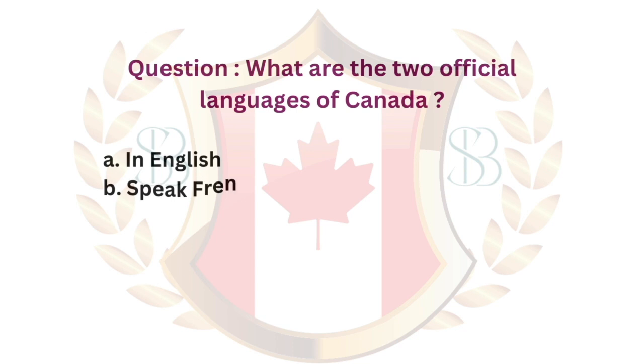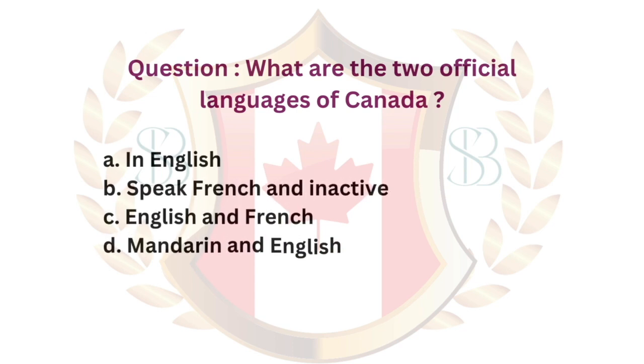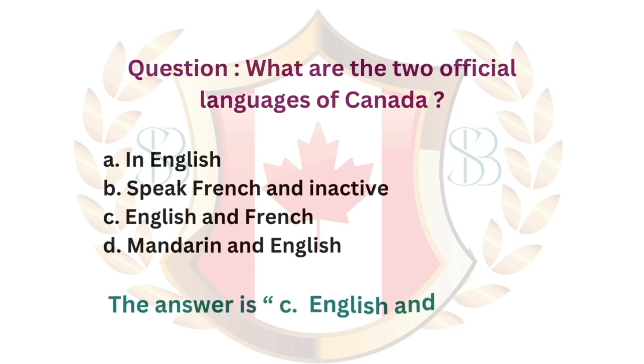Question. What are the two official languages of Canada? A. English. B. French and Inuktitut. C. English and French. D. Mandarin and English. The answer is C. English and French.